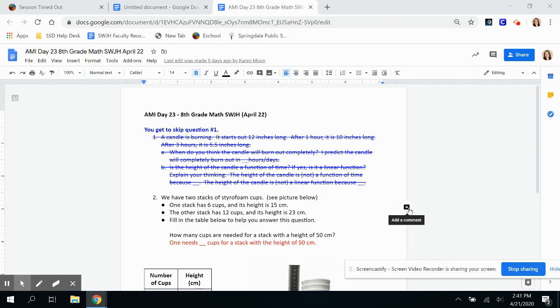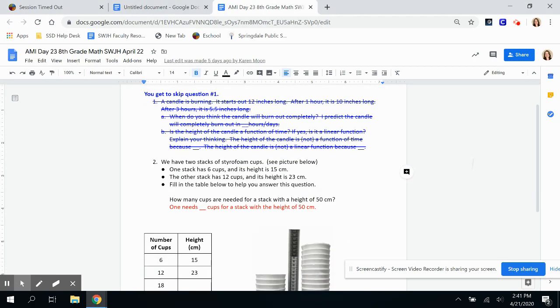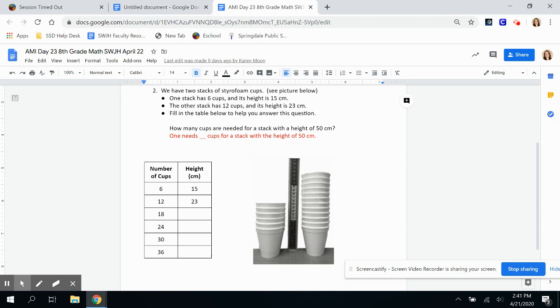We're going to skip the first question, so you don't have to worry about doing that. We'll just do one question today, and we're going to focus on this question of 2 stacks of styrofoam cups. And we're going to look at this picture below. So we have 1 stack of 6 cups like this, and its height is 15 centimeters. Then this other stack has 12 cups, and its height is 23 centimeters.